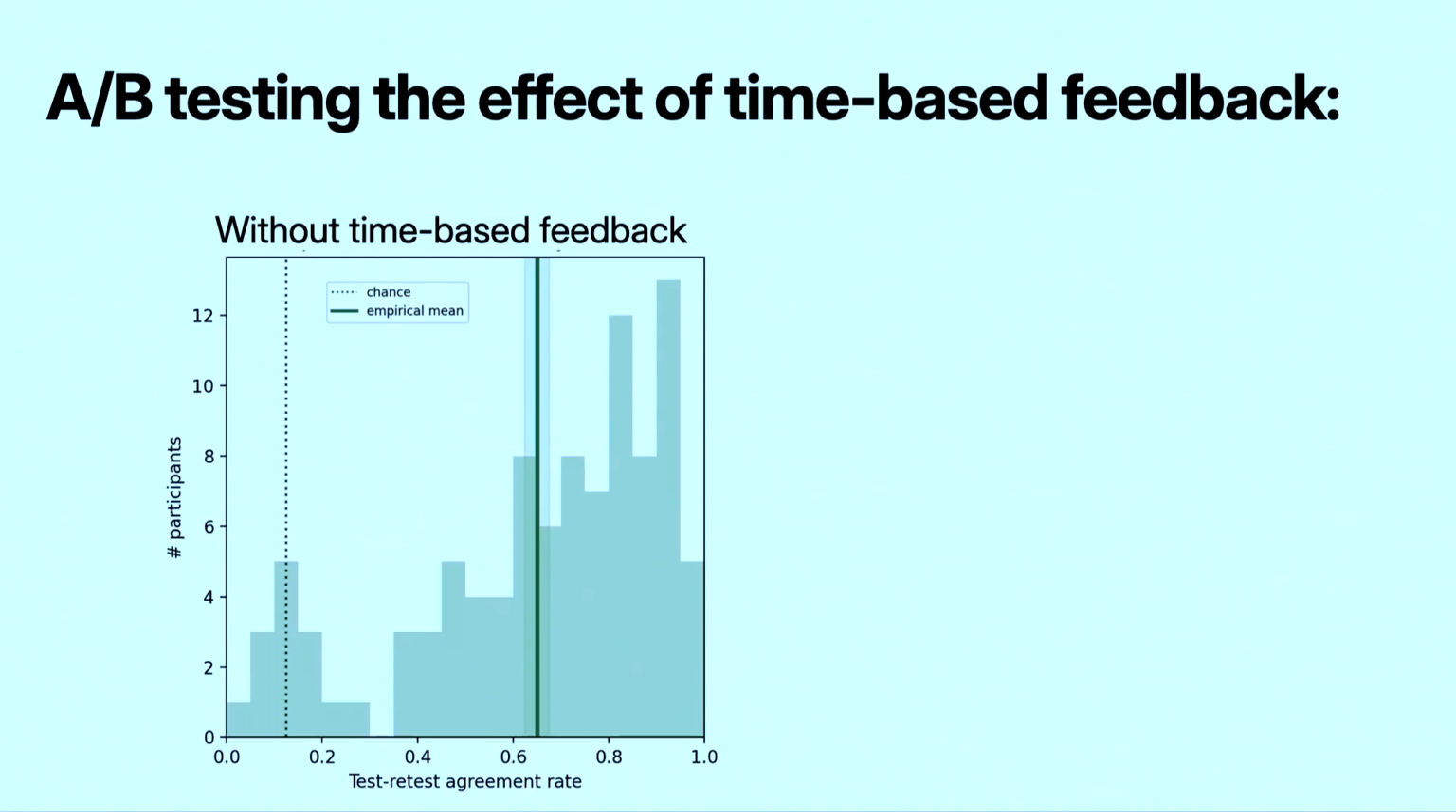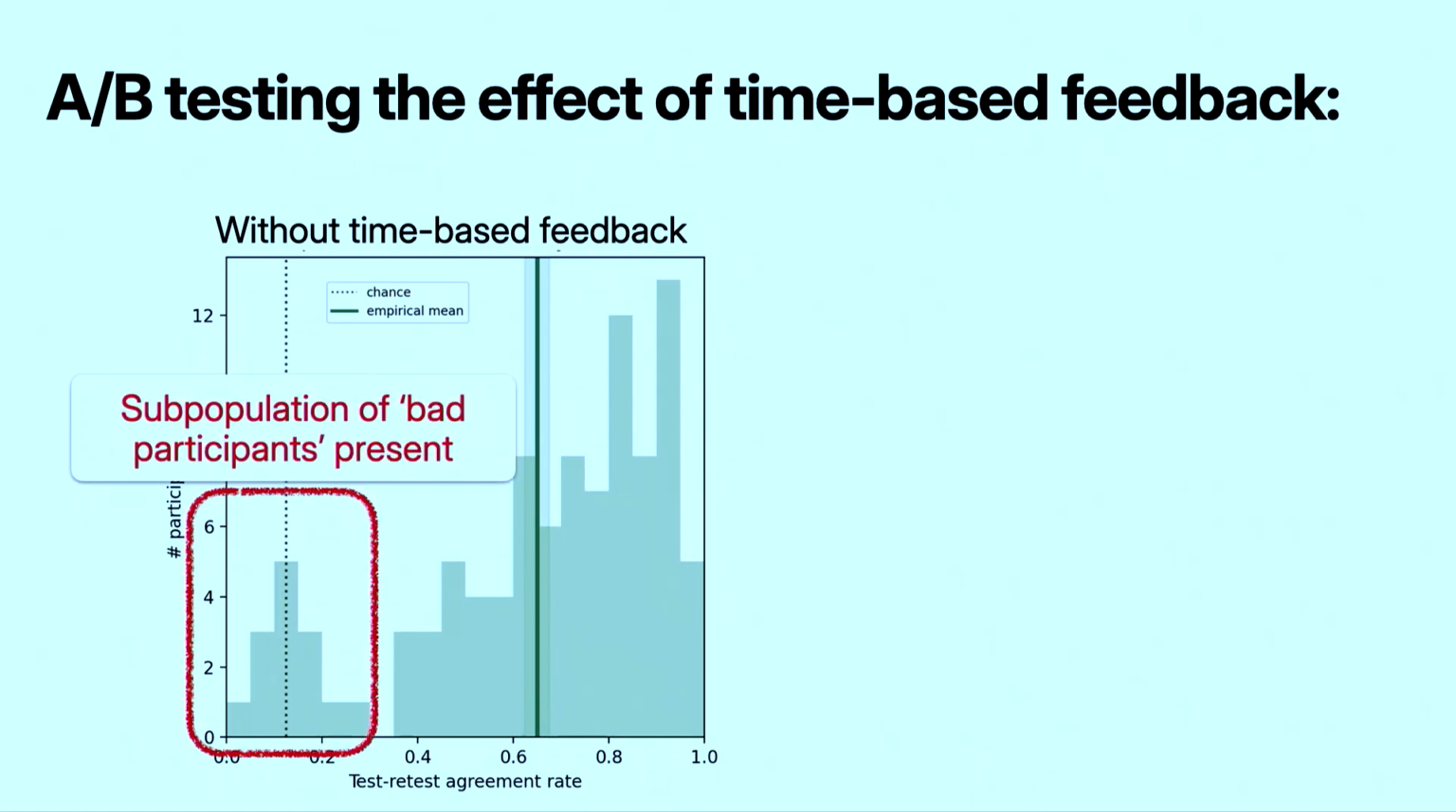But I ran a little mini experiment for this talk. I recruited 100 people, and I ran a version of the task without feedback. And here on the x-axis, you see our second data quality measure, which is test-retest agreement rate. So farther to the right is better. That dashed vertical line is what you would expect from a random guesser. And you can see that there's this subpopulation of, quote, bad participants that are present in this case, kind of speaking to the dichotomy of subjects that one might conclude exists.